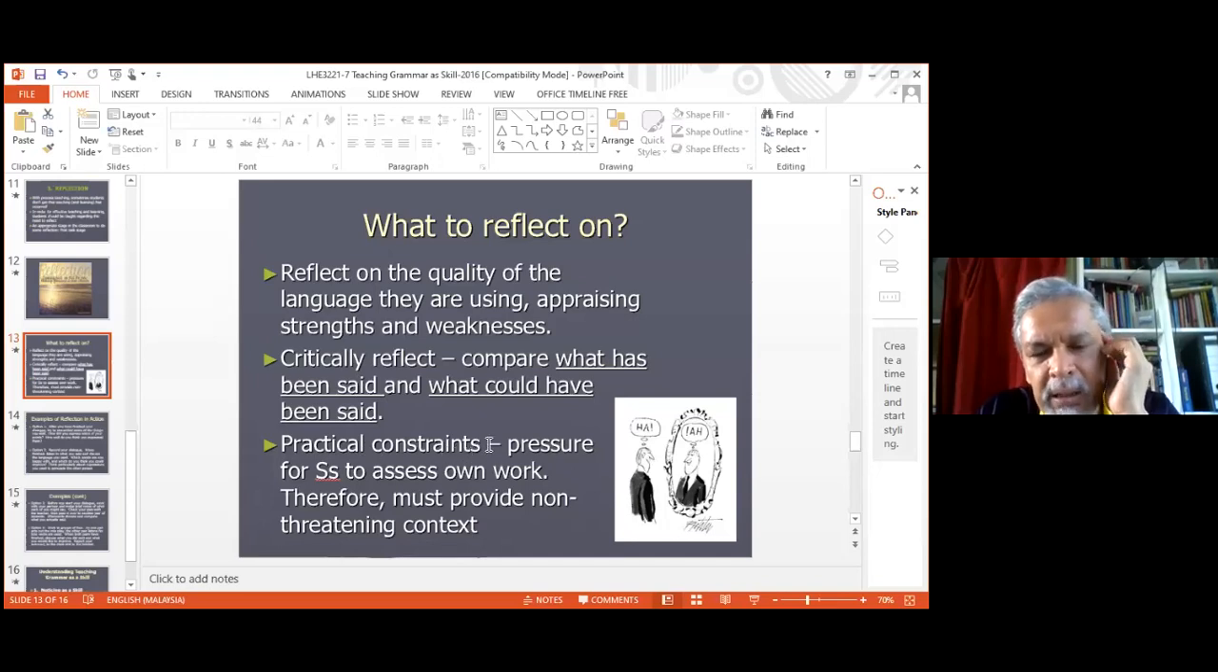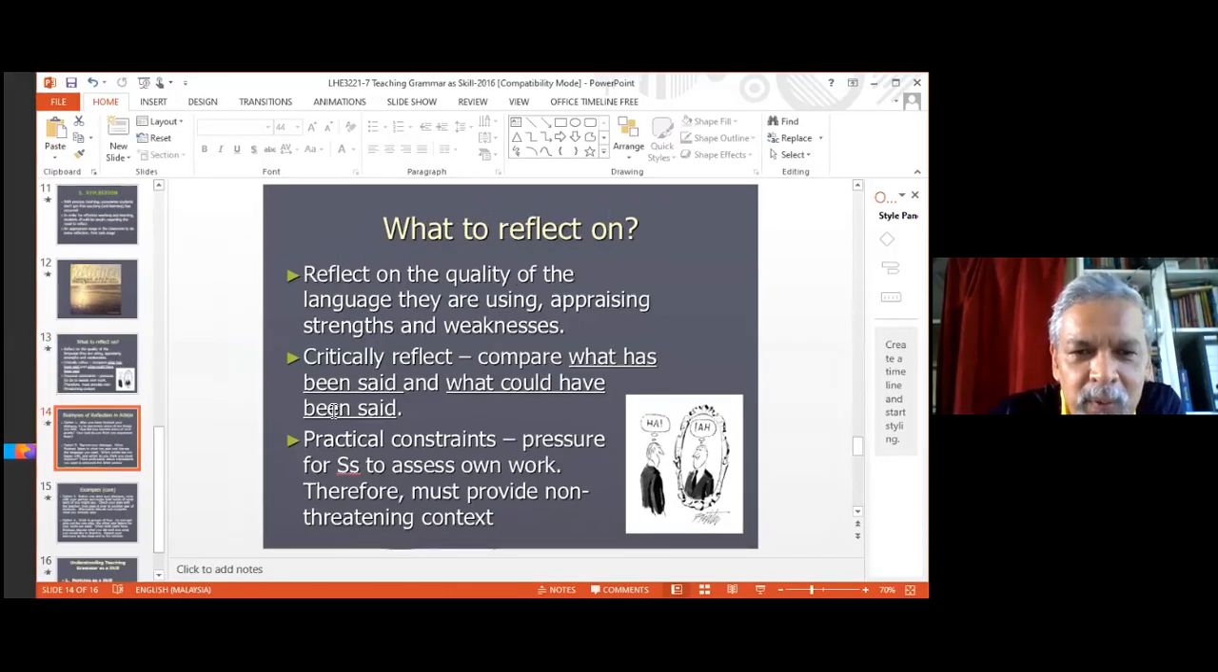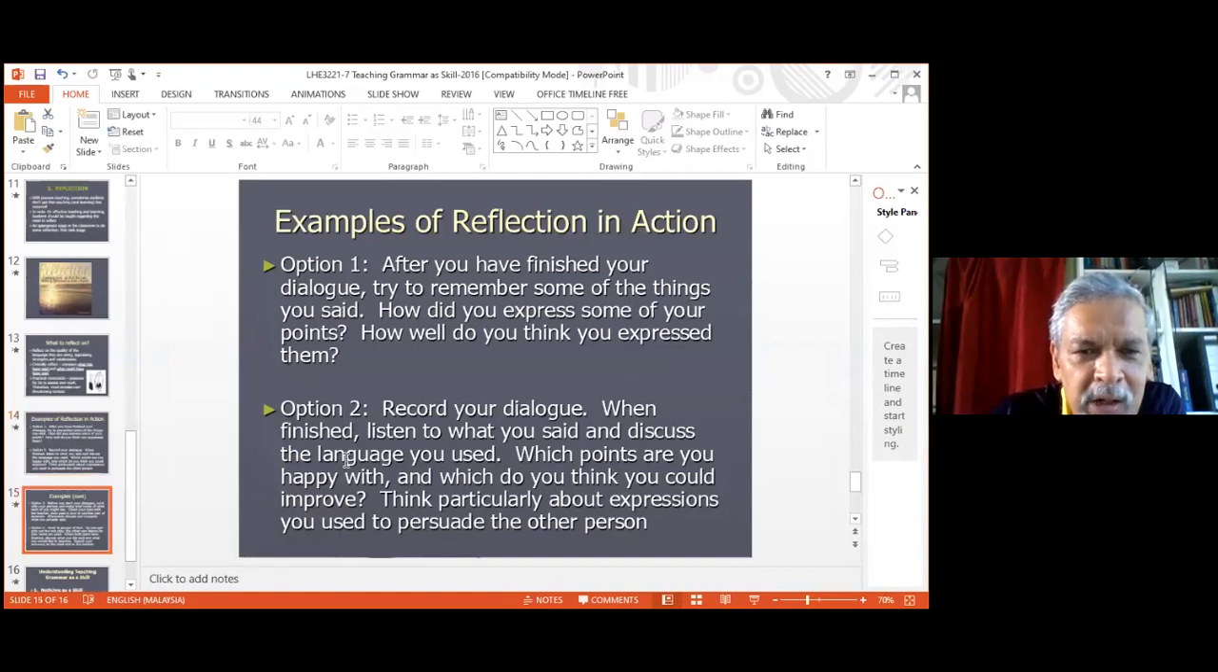And there are, of course, practical constraints for reflection that we have to also take into consideration. There is pressure for students to assess their work. Therefore we must provide a non-threatening context. Perhaps say that reflection is something that helps them, and it's not something to make them feel bad about what they said or how they said things. It's a way to improve themselves. Examples of reflection in action: option 1, option 2, option 3, and option 4.